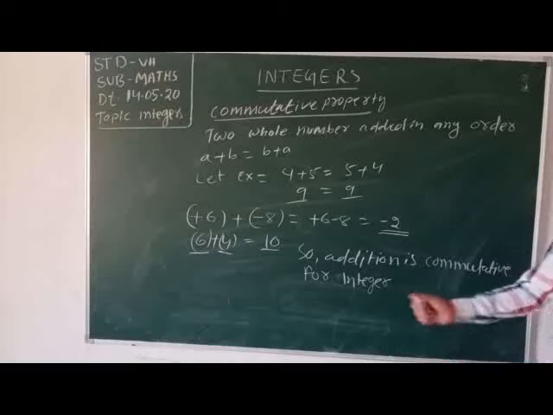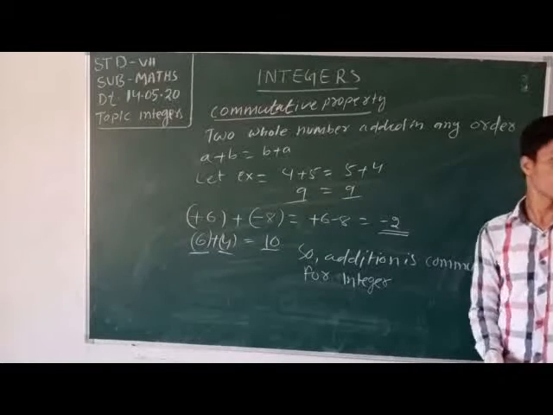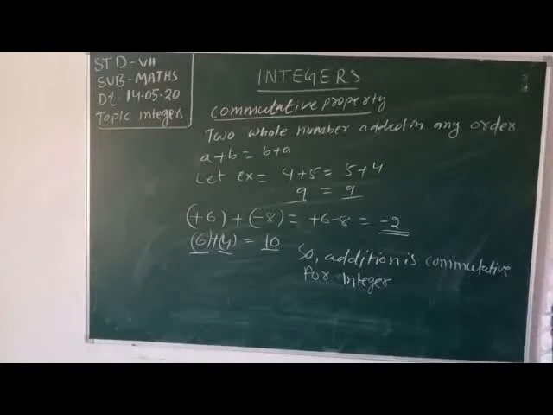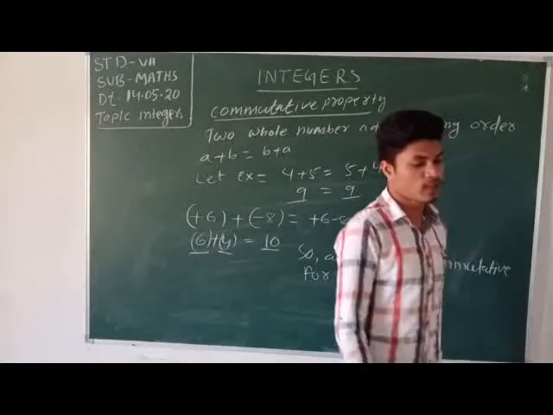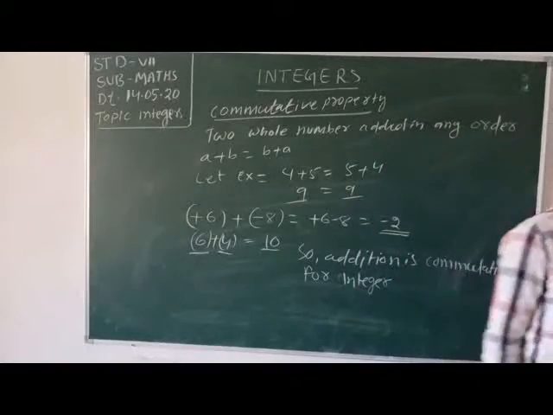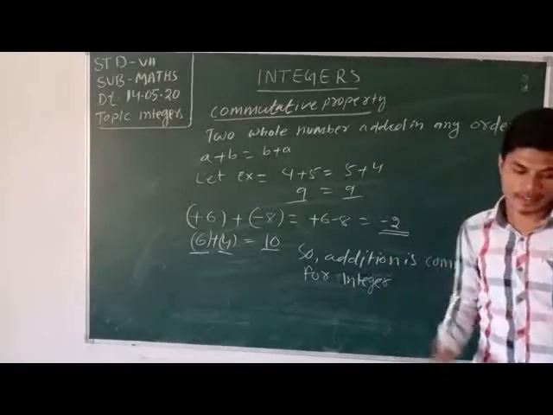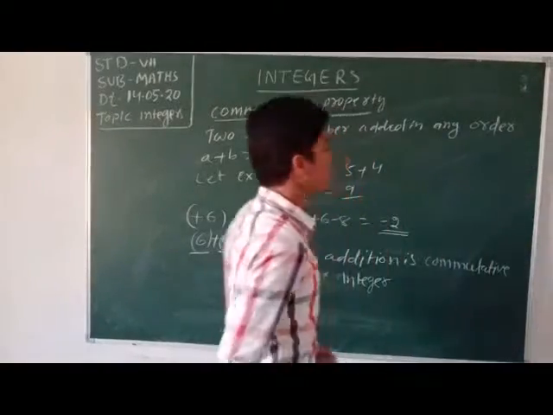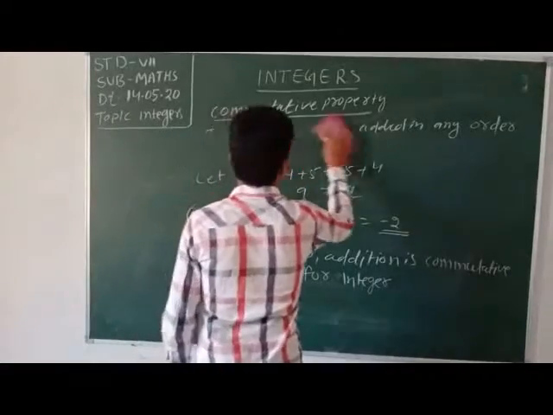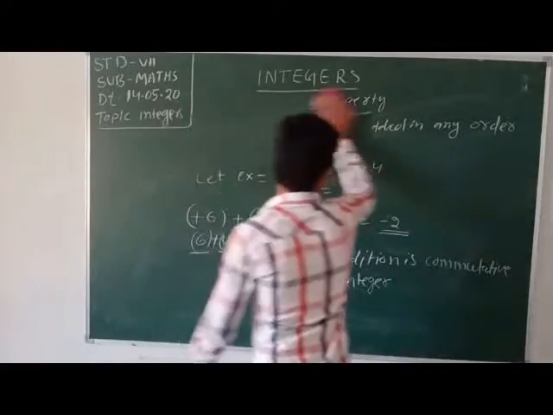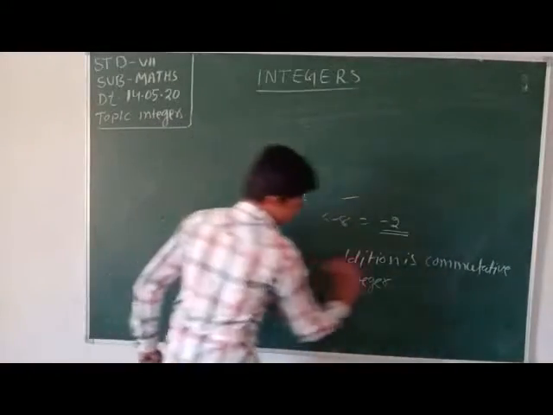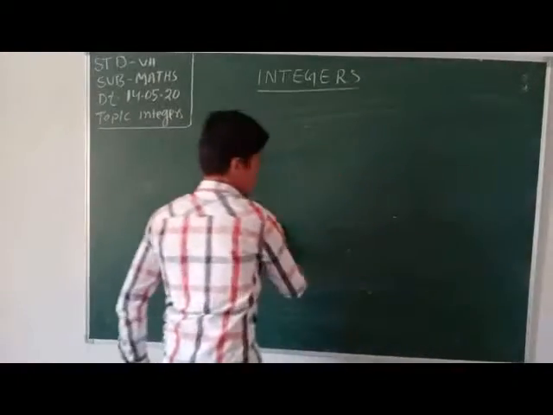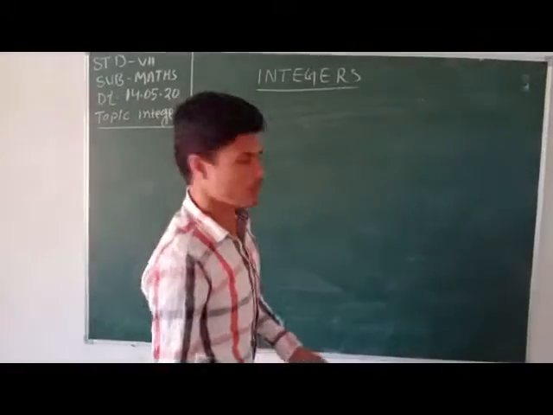Any doubt about the commutative property of addition for integers? The commutative property of addition is completed. Now we will learn about the associative property of addition.